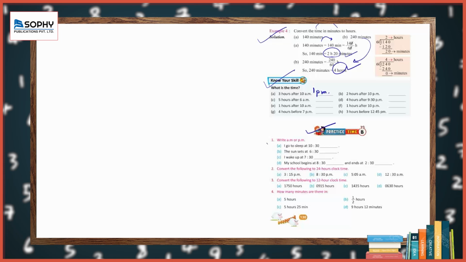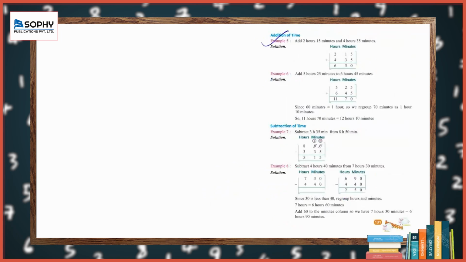Practice time B. In the first one, we have to write AM or PM. I go to sleep at 10:30. Very good students, PM. In the next one, we have to convert it into 24-hour clock time. So it will be, very good students, 15 hours. In the next one, we have to convert it into 12-hour clock time. So 17:50 can be written as, very good students, 5:50 PM. In the next one, how many minutes are there in 5 hours? That is 5 into 60, students, that is equal to 300 minutes. That's how you can complete the remaining parts.